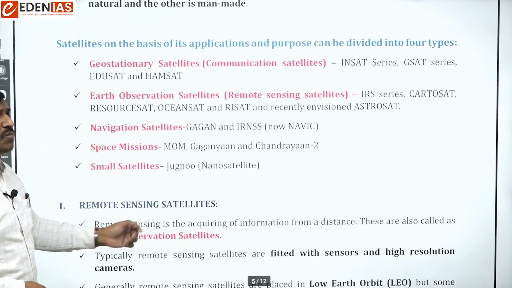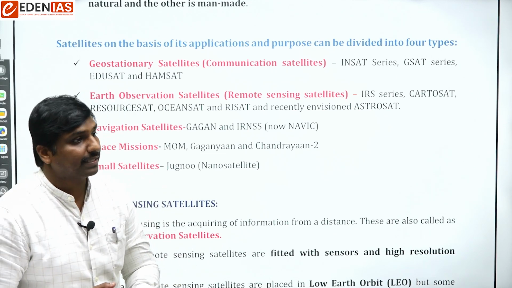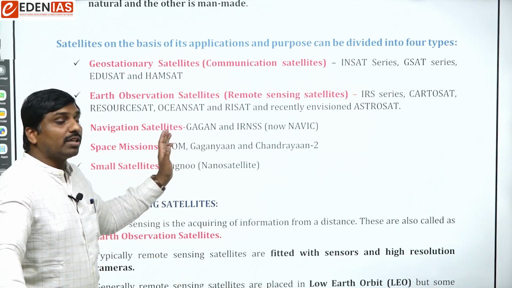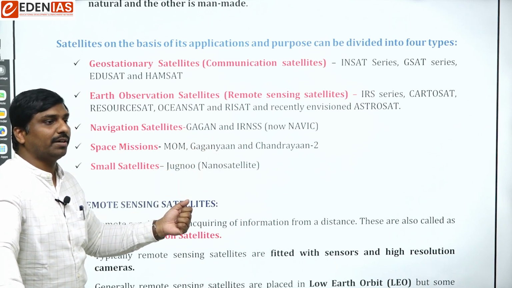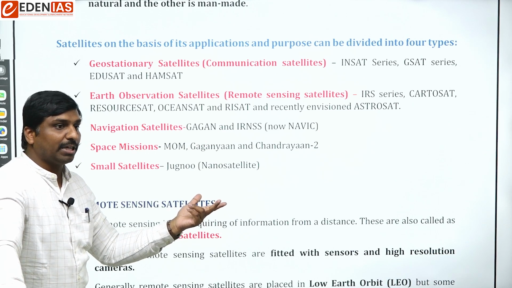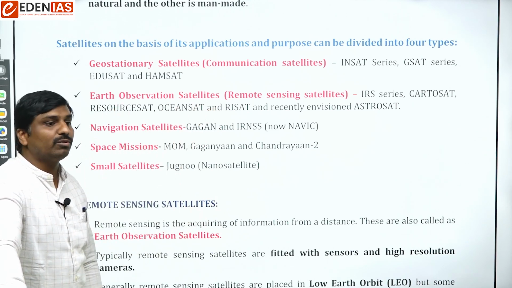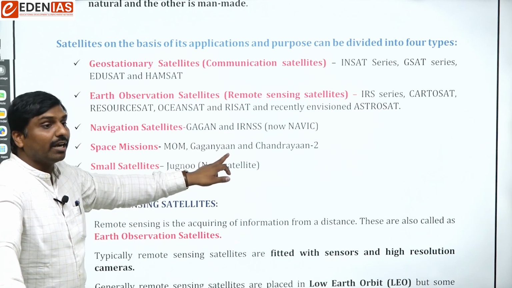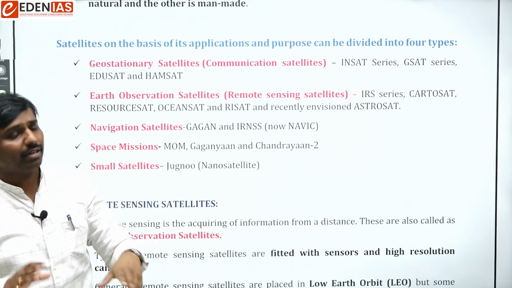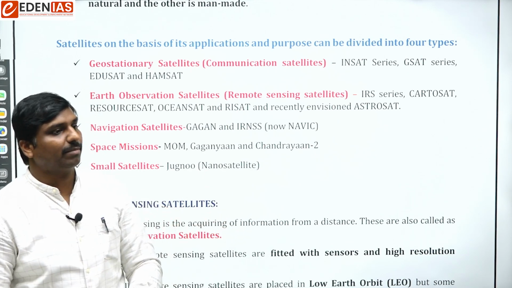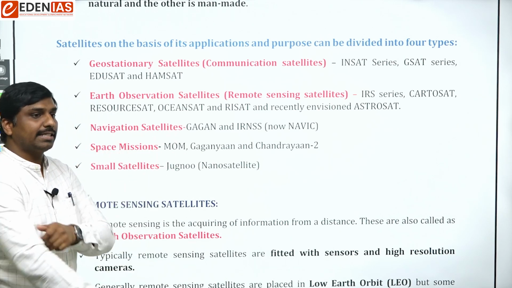Okay, then we have some space mission or space satellites. Let's say, for example, Mars Orbiter Mission, Mangalyaan, is a space mission. It is also a kind of satellite because it is also intended to observe something related to space. Okay, and Gaganyaan, Chandrayaan 2, Chandrayaan 3, or Suryayaan, all these things are intended for something. So they are all a kind of space missions and space satellites.